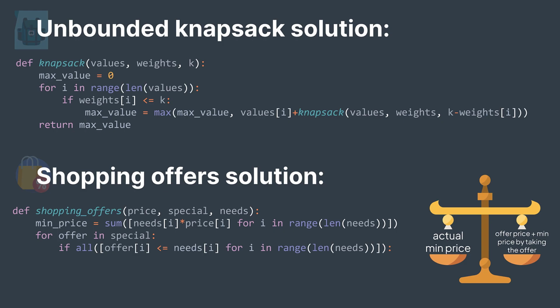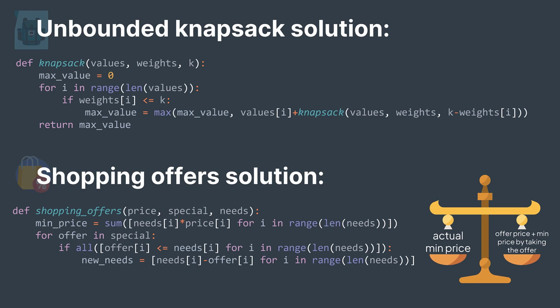But, important detail, when calling recursively, we don't have the same needs, because when we take an offer, our needs decrease depending on what items the offer contains. So before calling, we need to calculate the new needs, which can be done by subtracting the amount of the item I in the offer from the needed amount of the item, to get the amount we still need of each item. In code, new needs is needs of I minus offer of I for each item I.